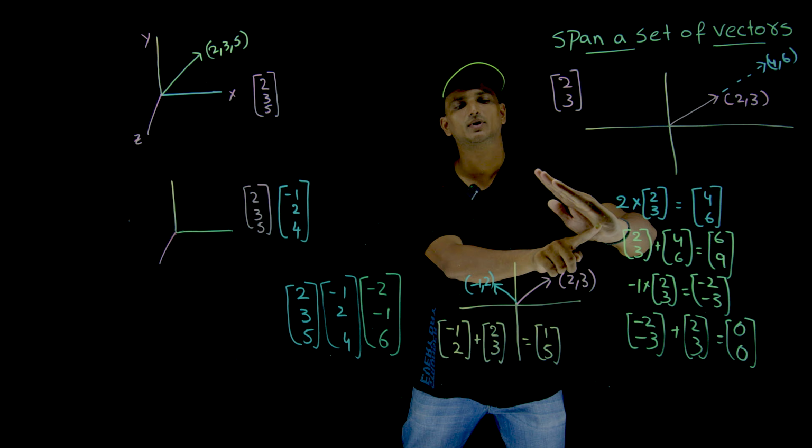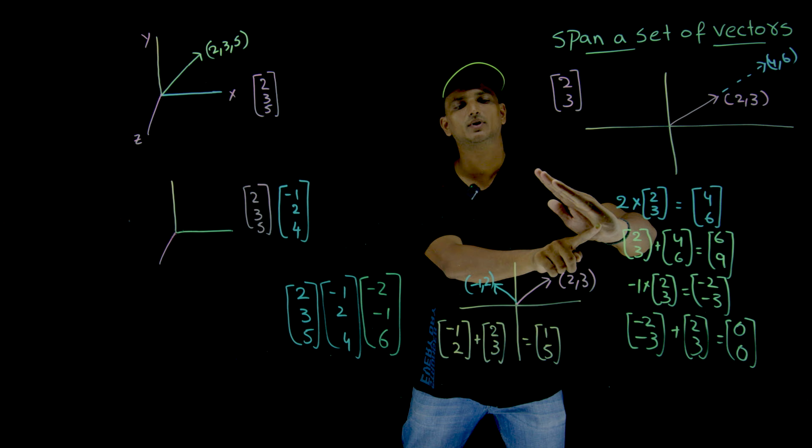Now you are given two vectors, which means your set contains two vectors. -1, 2 is one vector and 2, 3 is another vector. 2, 3 is moving in this direction, and -1, 2 is moving in this direction. Suppose you are given two vectors moving in two different directions, what is the space that you are able to span? Multiply this -1, 2 using a scalar.